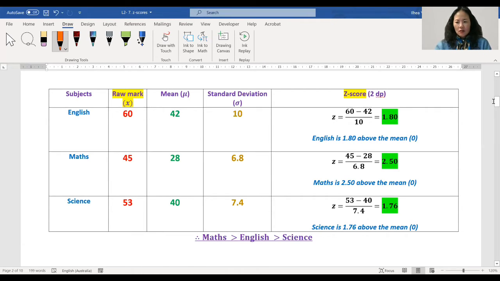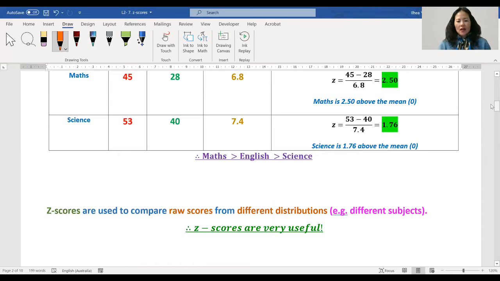In a nutshell, z-scores are used to compare raw scores, raw marks, from different distributions, for example different subjects, or it could be some other things. The main message here is that z-scores are very useful. You might say, what is this z-score? You may not use z-scores throughout your life, but just knowing that it's there, you never know, you might use it one day. This is a wonderful system.